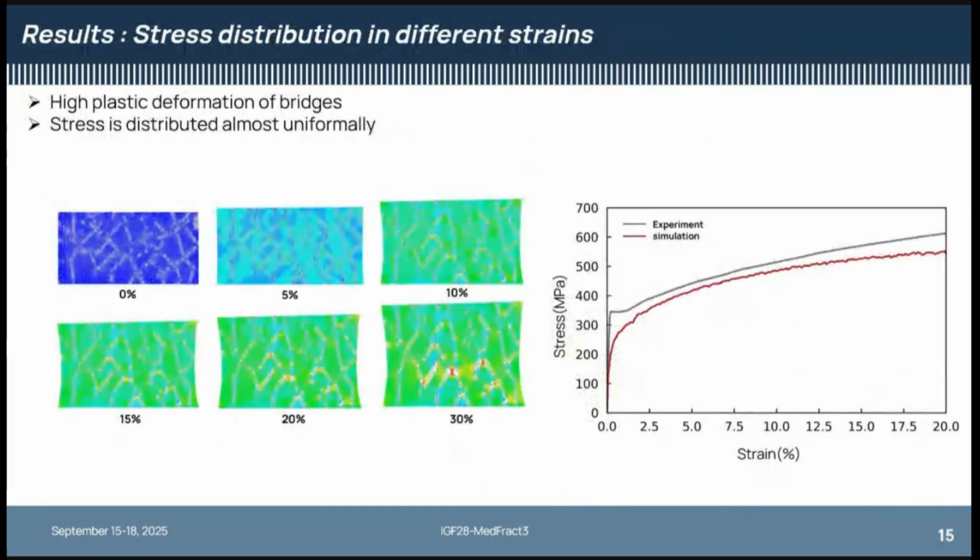So after completing the numerical model, we run a tensile test in Abaqus. As you can see, there is a uniform distribution of stress throughout the process, with the exception of 30% strain, where we have some high plastic deformation in the bridge area, which is mainly because of the mechanical interlocking part. And if we look at the stress-strain curve, we can see that the simulation data closely follows the experimental data, with the exception of the ending, where there is a decline.